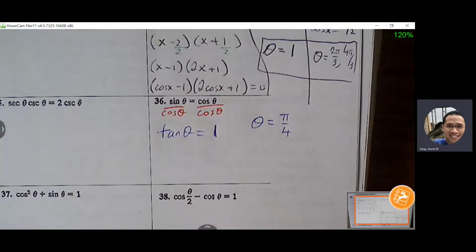Okay. Where else is tangent positive? Because we know that there are 2 locations where tangent is equal to 1. Yeah, third quadrant. You know it's going to be a variation of pi over 4, so we want a fractional value that's greater than 1 but less than 1.5, so that's going to be 5 pi over 4.